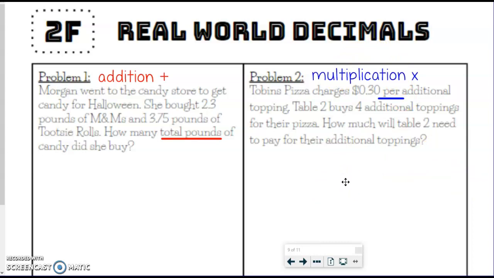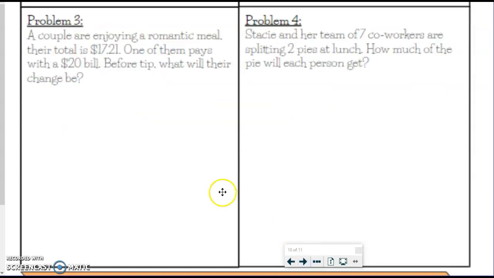So we are multiplying in this one. We're taking that 30 cents times however many additional toppings they got, which in this case is 4. So when you get a chance, you can multiply it. Now remember, with multiplication, we actually don't line up the decimals, so that's going to be different than the one over here. Okay? Again, if you want to pause the video and solve it, feel free, but otherwise I'm going to move on to problems 3 and 4.